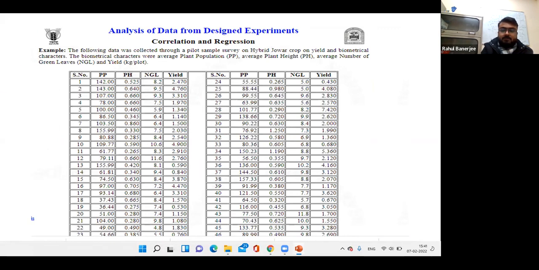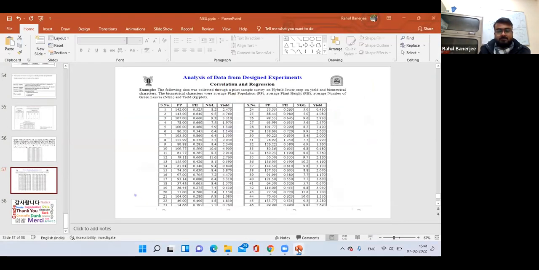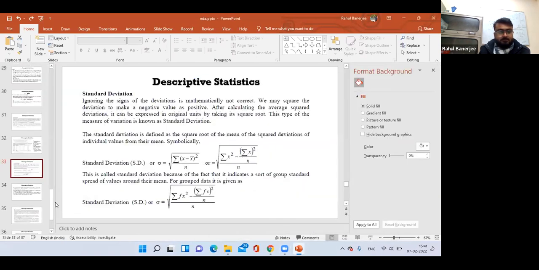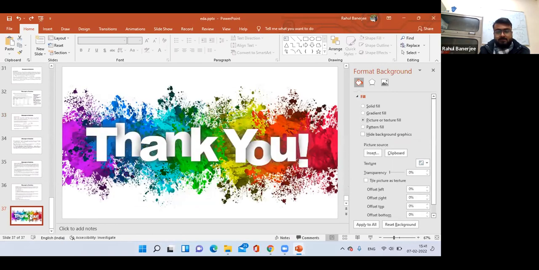So these are some of the ways where we can do the testing. This is the basics about testing of hypothesis. So with this, we come to an end of our discussion on exploratory data analysis and test of hypothesis.